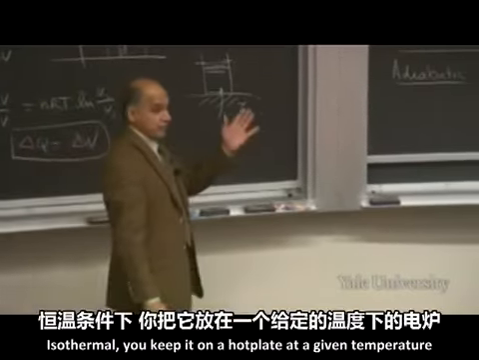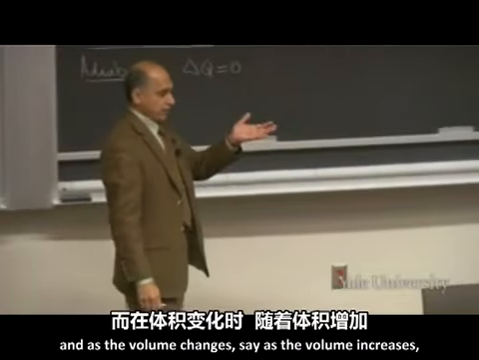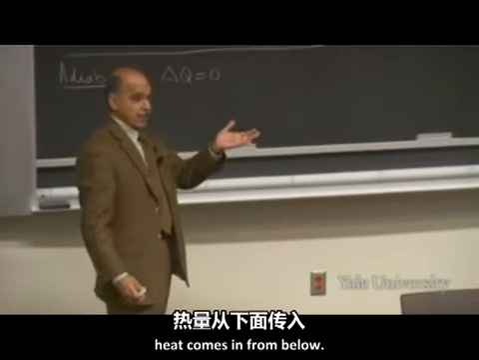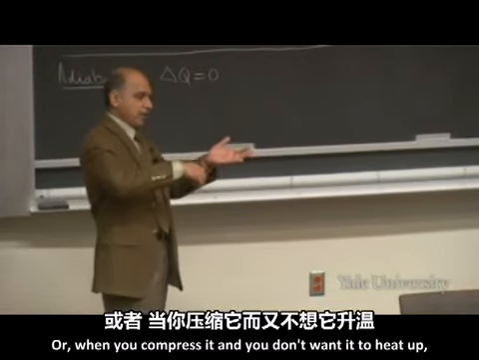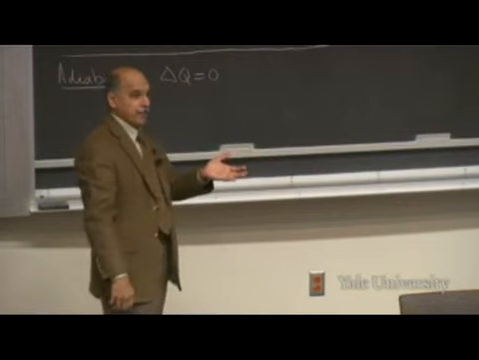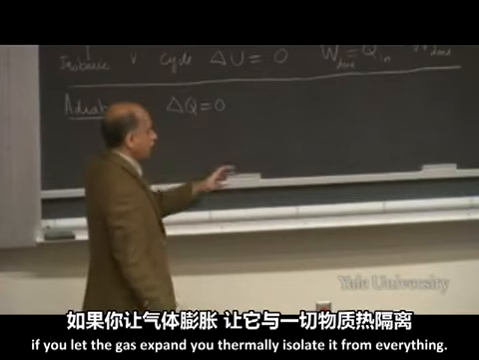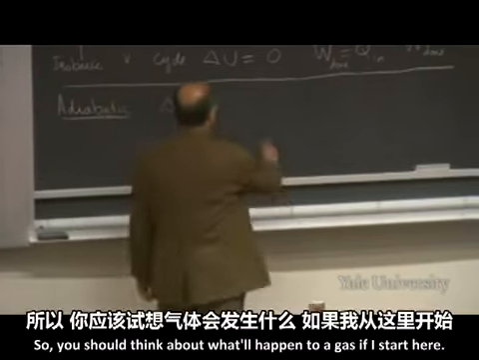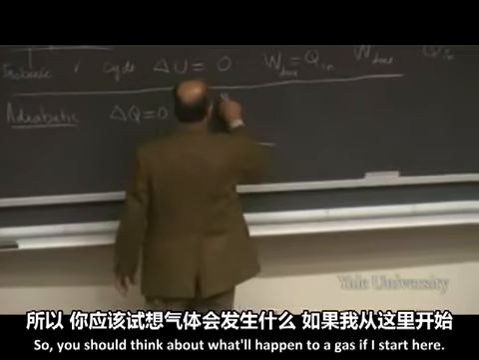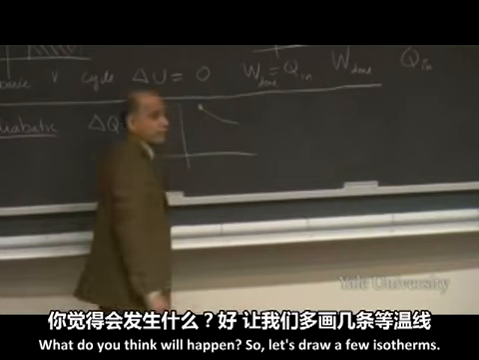Isothermal is quite different. Isothermal, you keep it on a hot plate at a given temperature, and as the volume changes, say as the volume increases, heat comes in from below. Or when you compress it and you don't want it to heat up, heat is rejected below. But this is not the case here. In an adiabatic process, if you let the gas expand, you thermally isolate it from everything. So you should think about what will happen to a gas if I start here. That's what isothermal is. What do you think will happen?